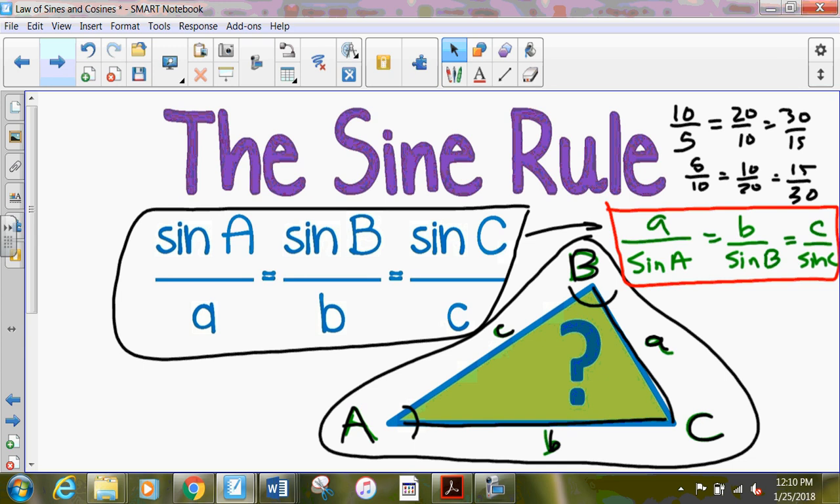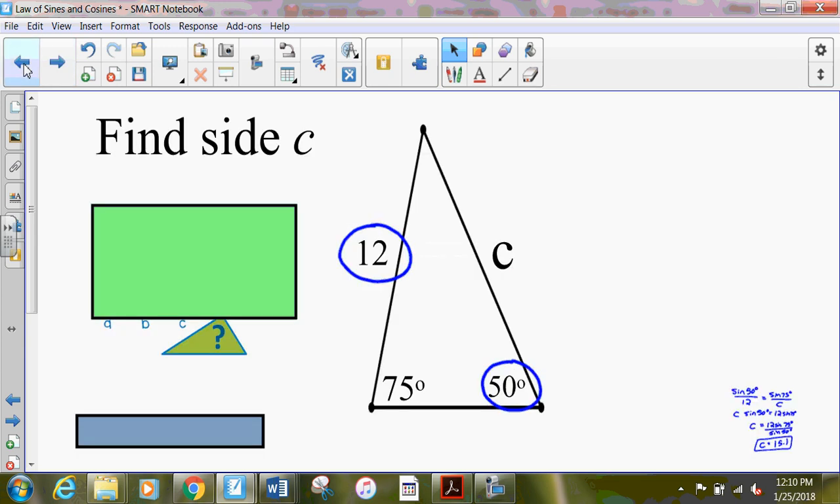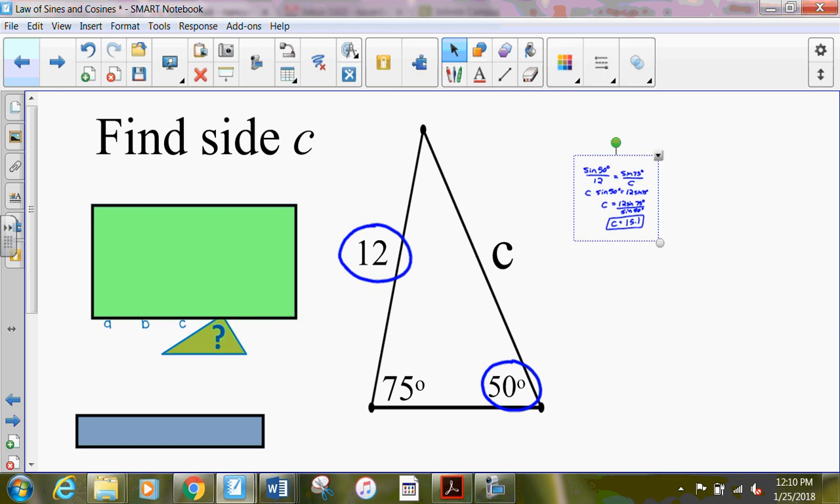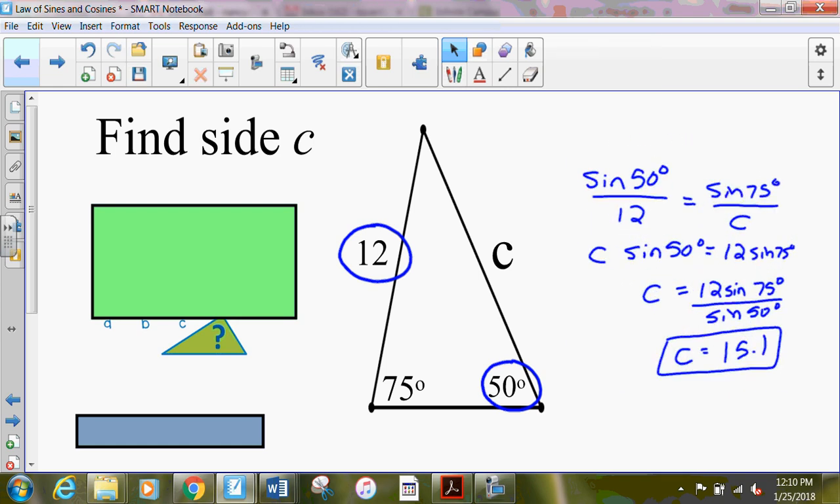So let's go back to our problem that we were looking at. Once we know that we have an angle and the measurement of the opposite side, we can go ahead and set up our law of sines. And we did this in class. If you look at what we did, we said sine of 50 over 12 is equal to sine of 75 over its opposite side C.